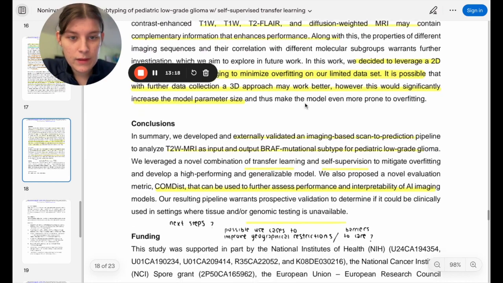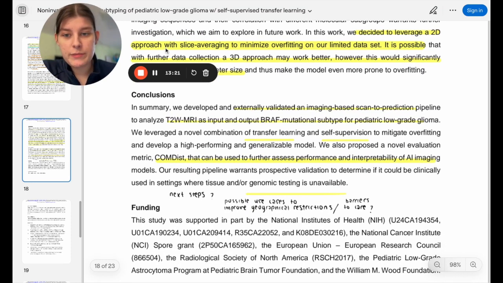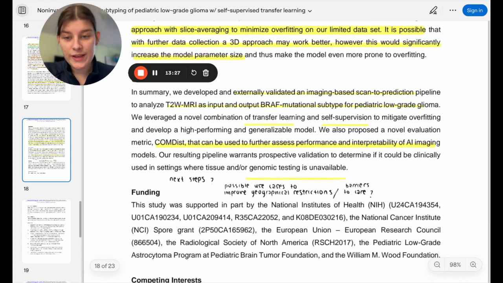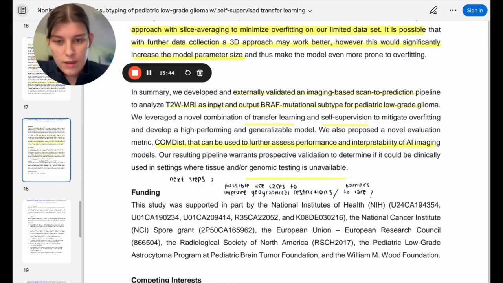And then they used the 2D approach with slice averaging to minimize overfitting in their limited data set, but with further collection, you could possibly see the implications of a 3D approach and how that could work more effectively. But again, it would increase the model parameter size and make it more prone to overfitting. So that could be a downside.